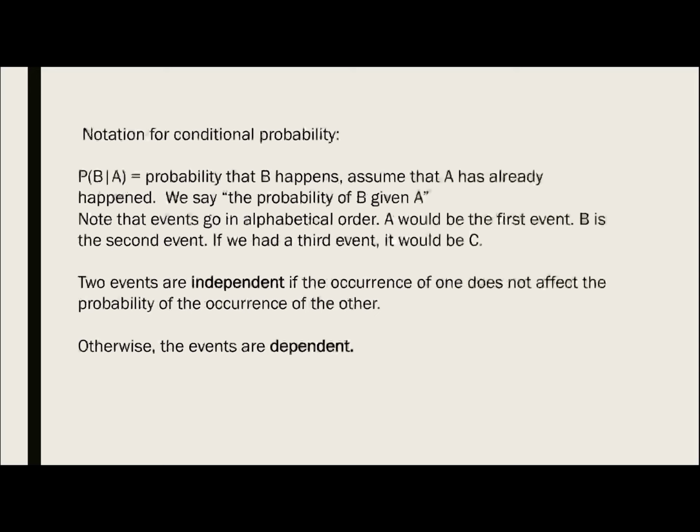Two events are independent if the occurrence of one does not affect the probability of the occurrence of the other. Otherwise, events are dependent.